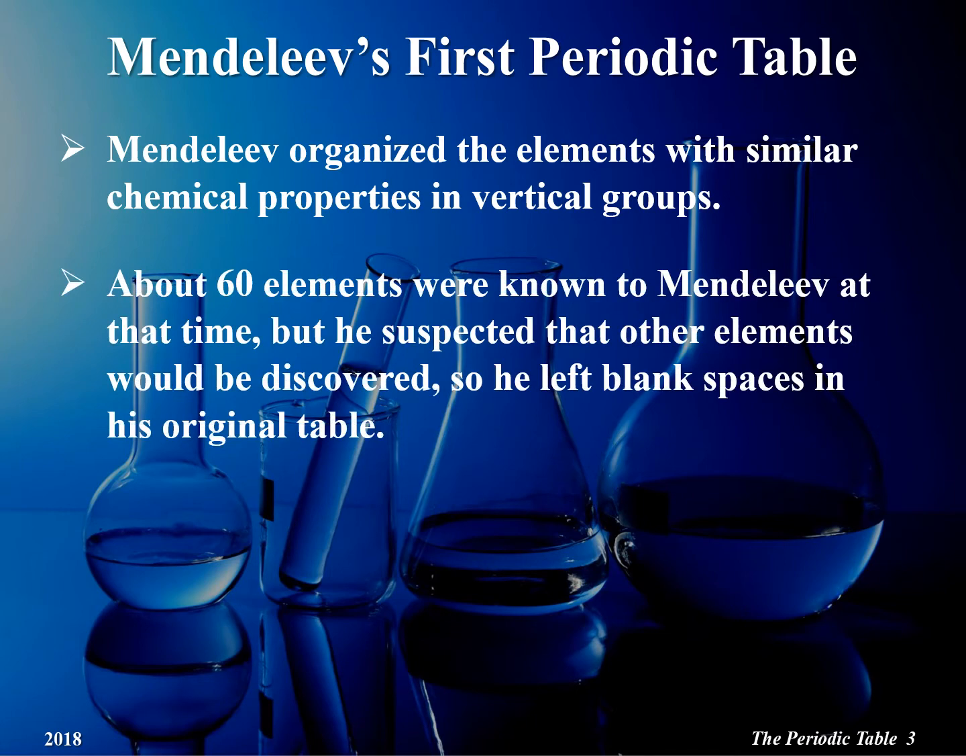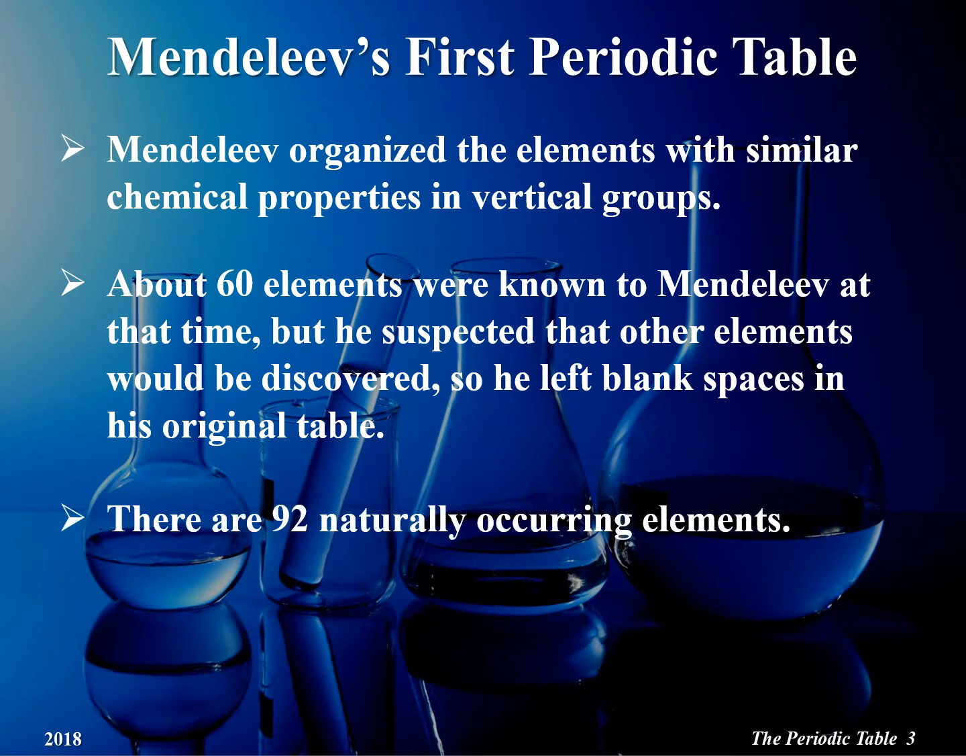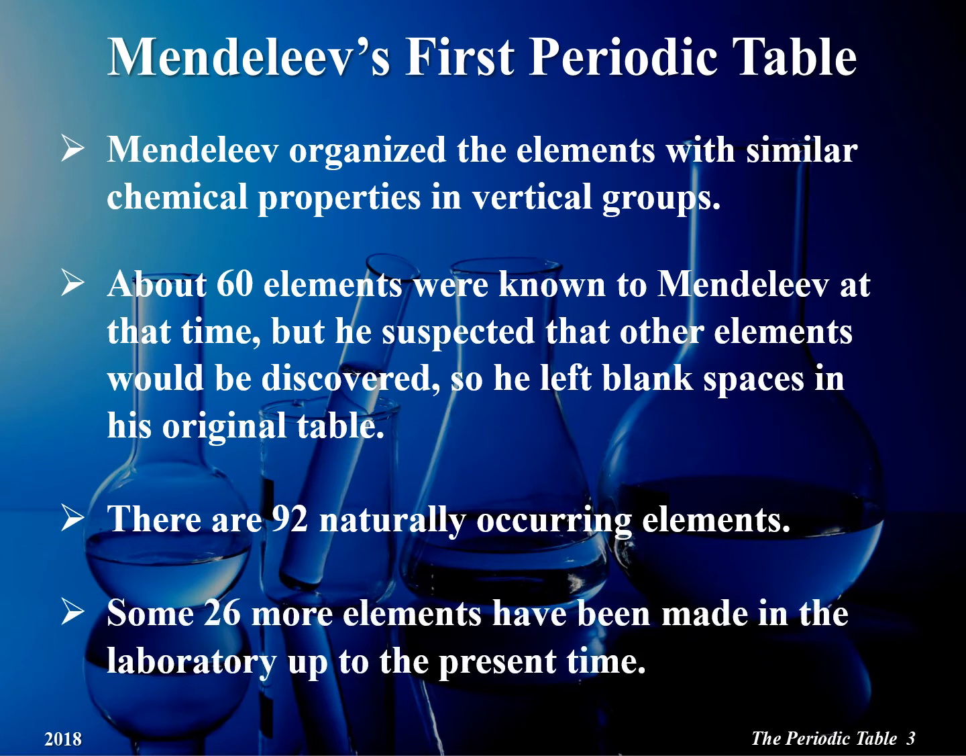About 60 elements were known to Mendeleev at that time, but he suspected that other elements would be discovered, so he left blank spaces in his original table. There are 92 naturally occurring elements. Some 26 more elements have been made in the laboratory up to the present time.